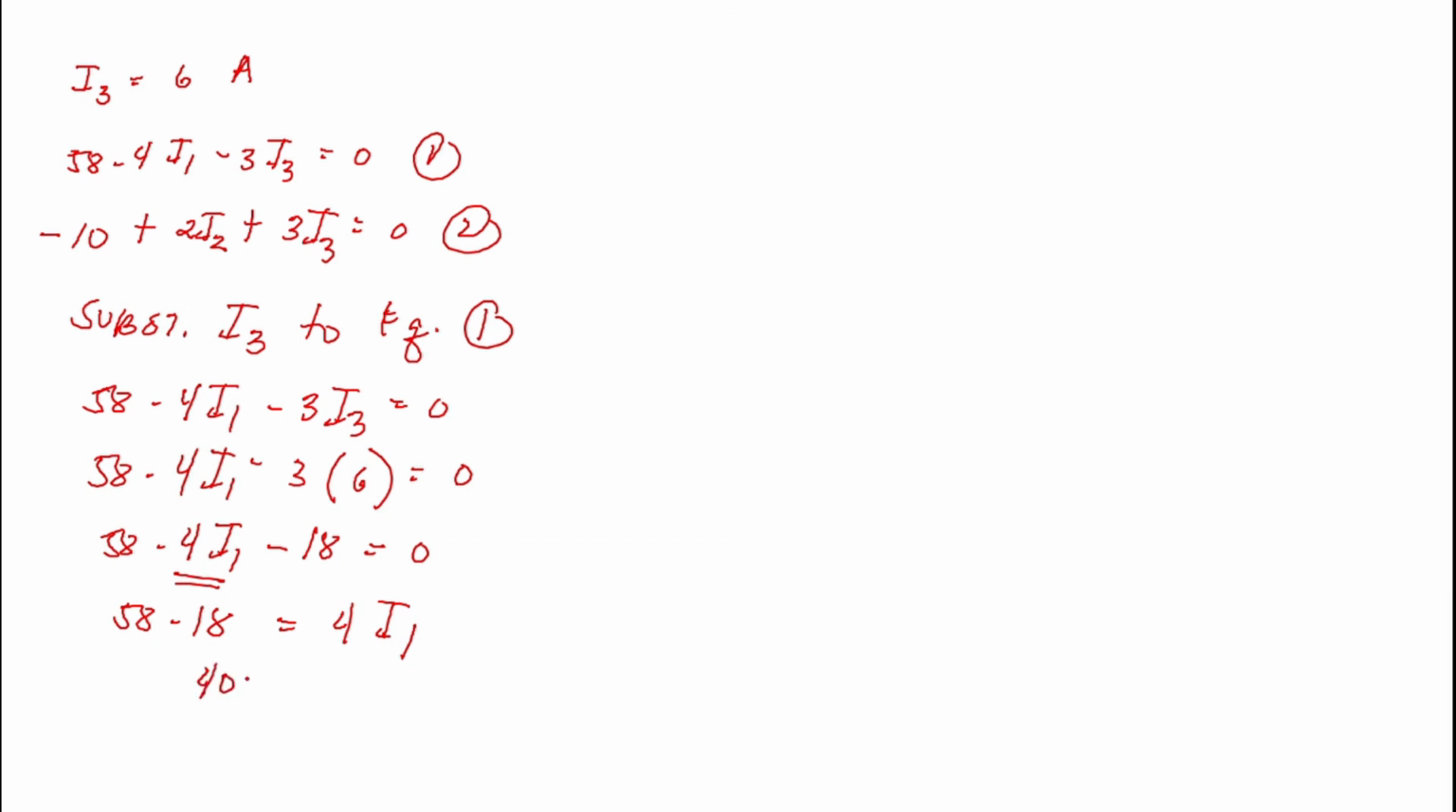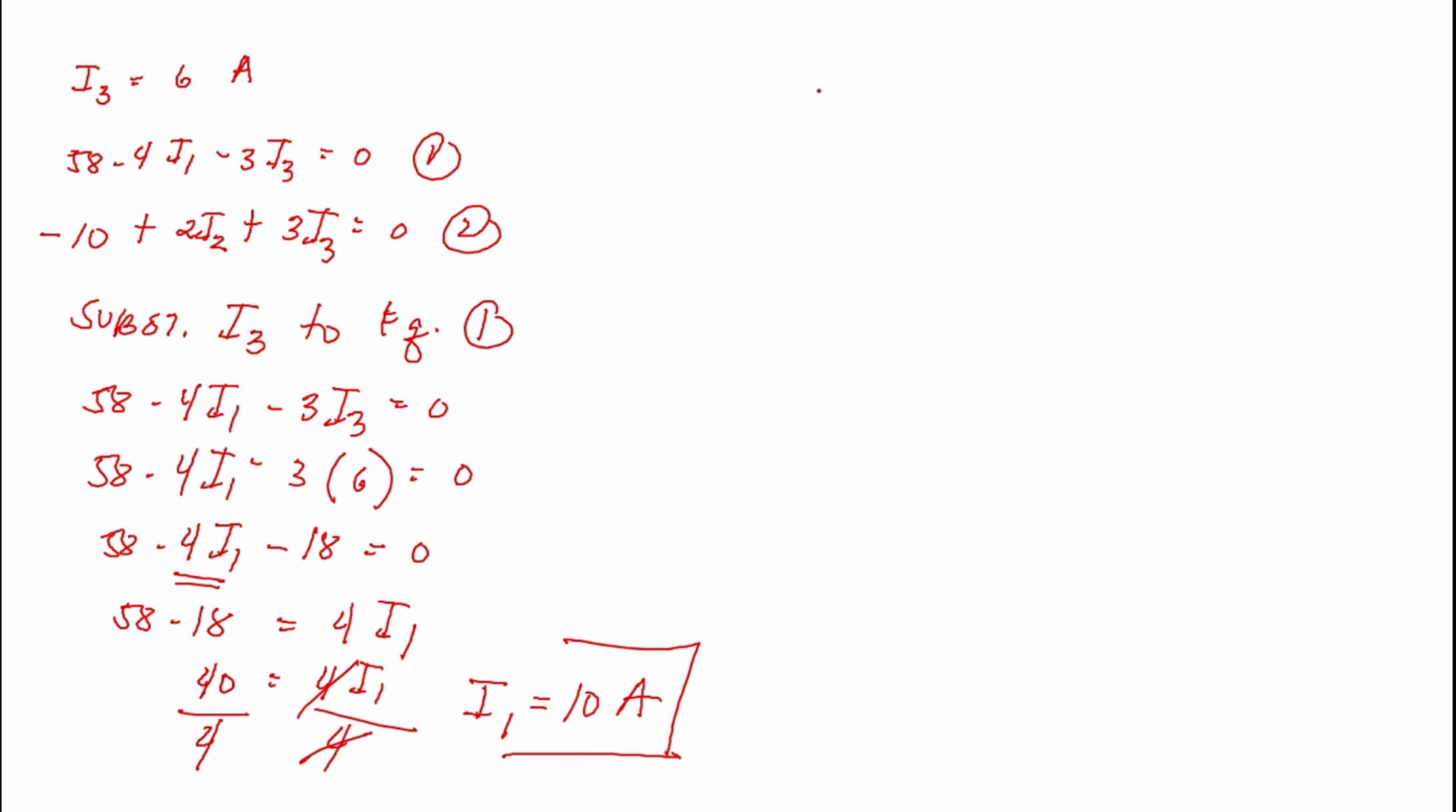So, 40 is equals to 4I1 and then divided by both side by yung kasama ni I1 which is equals to 4. 4. Cancel. Cancel. Now, you have your value of I1 which is equals to 10 ampere. So, meron ka ng I3 and then meron ka ng I1, pwede mo na makuha yung value ni I2.